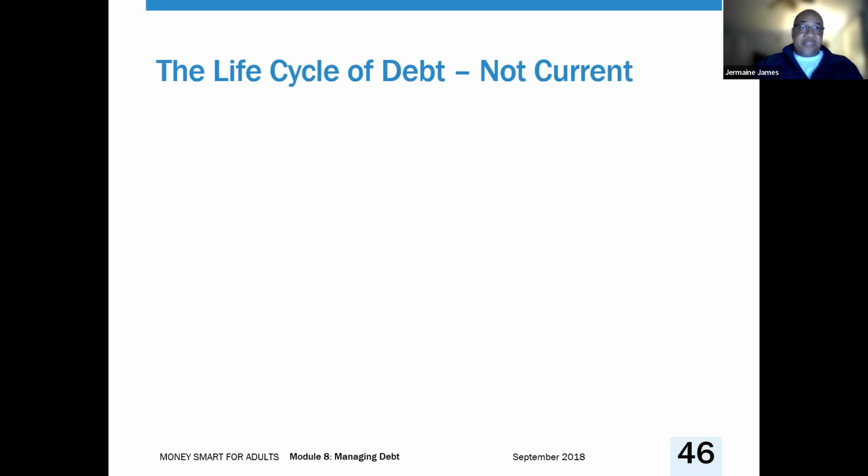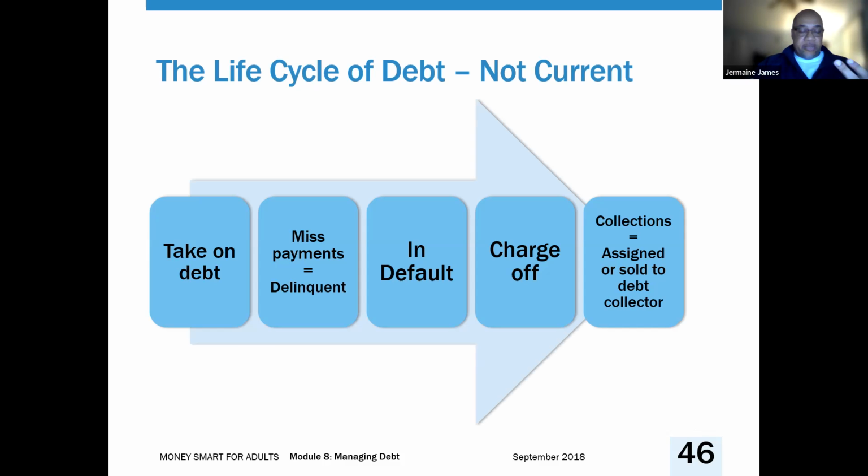Then we talk about the life cycle of a debt that's not current, right? So you take on the debt, we miss payments, the account becomes delinquent, then the account is sent into default, then it's charged off, then it's collections, and then assigned or sold to a debt collector. I think we kind of spoke about this in our previous presentation. So the best thing that you can do is just try to stay current on any debt that you have.